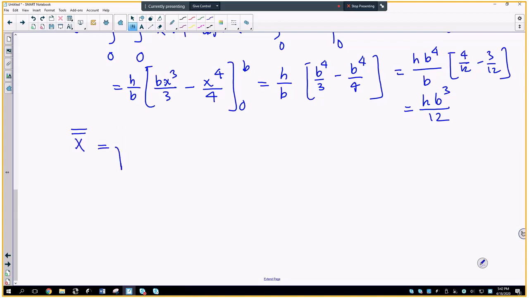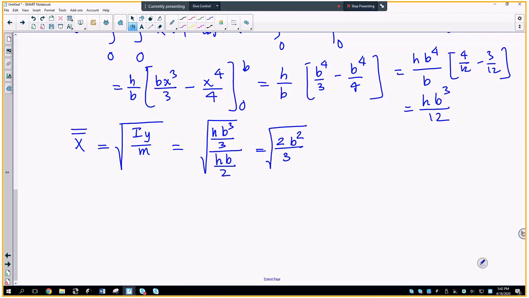Remember, x double bar is the square root of Iy over m, and Iy we found out is h b to the power 3 over 3, and I'm dividing it by hb over 2. So what I get is the square root of 2b squared over 3. So this is b square root of 2 over 3. And you can call it b square root of 6 over 3 by rationalizing the denominator. So that's x double bar.